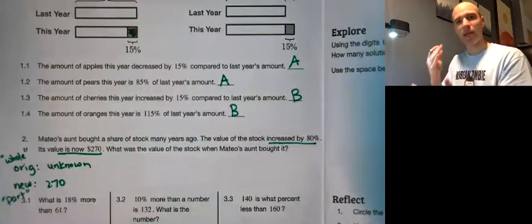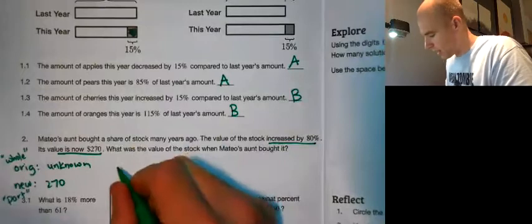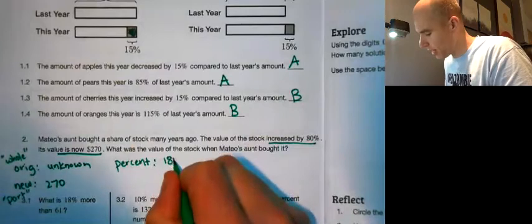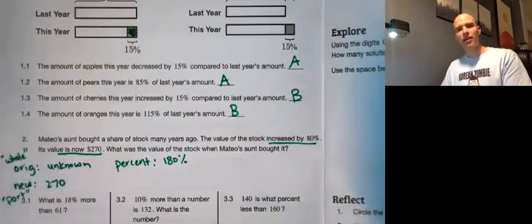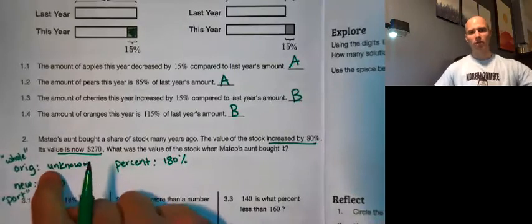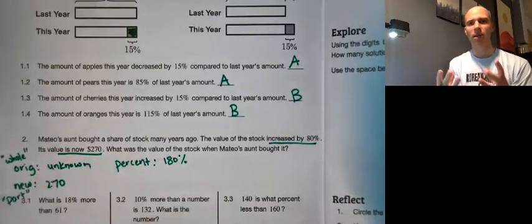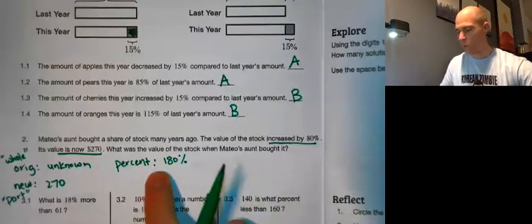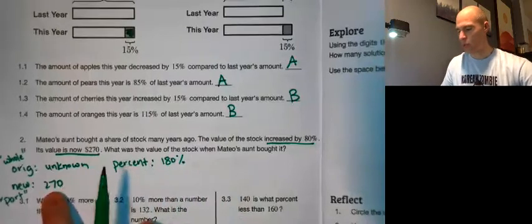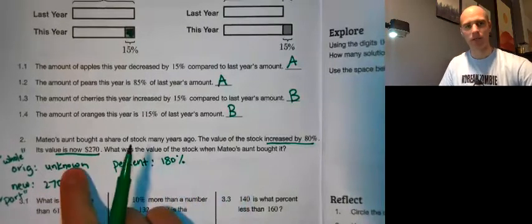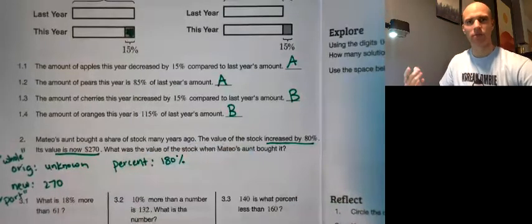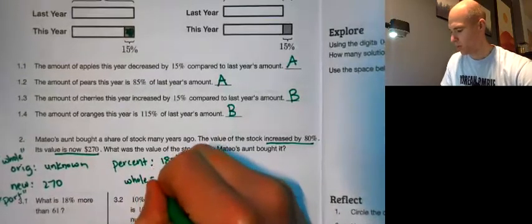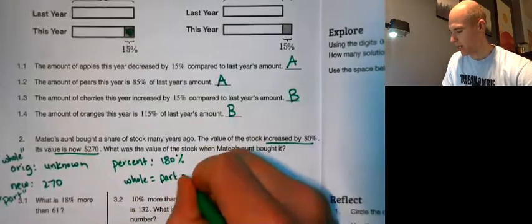That's the other piece. Well, I want to think of the percent in this case as 180%. And the reason for that is I know that the original amount or the whole amount starts off as 100% of itself. And then the new price is supposed to be 80% more of that. And so what I'm saying here is that the new is 180% of the original. And now I can use this formula that we've done a lot, the whole equals part divided by percent.